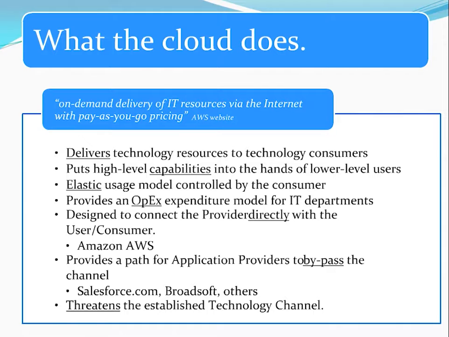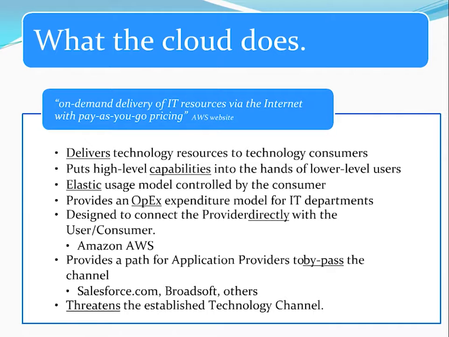The cloud puts high-level capabilities into the hands of lower-level users. So it's famous for just leveling the playing field for the users of technology, which means that smaller companies now have resources that they could have never dreamed of before because it's delivered through the cloud. The cloud promises an elastic usage model that expands and contracts, controlled by the actual consumer of the product. The cloud provides an OpEx expenditure model for IT departments. That's important.